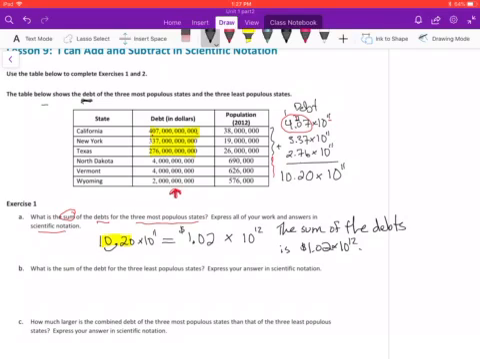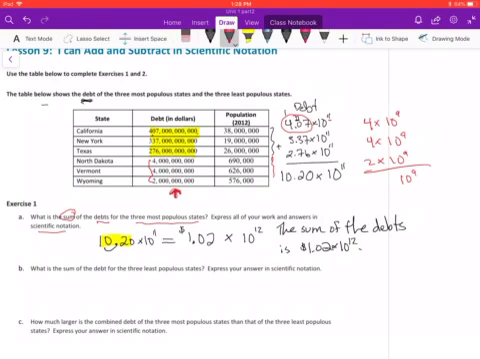You do the exact same thing for the least populous. So for these three, we'll do the exact same thing for number 2, and I'm going to do it off to the side. This will be 4 times 10 to the 9th, 4 times 10 to the 9th, and 2 times 10 to the 9th.